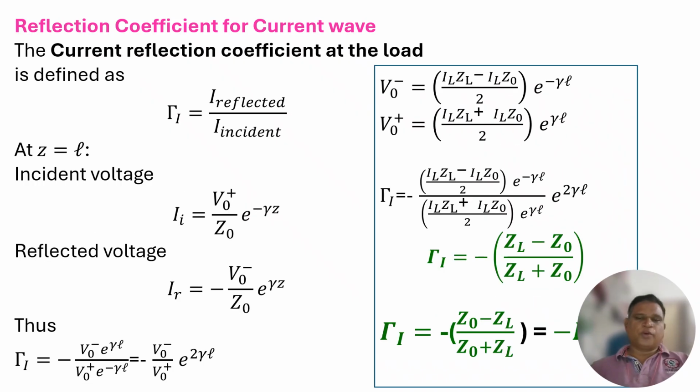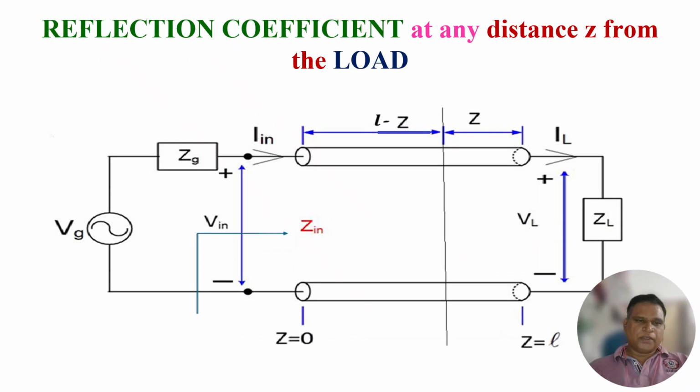Similarly, the current reflection coefficient is also defined as I reflected divided by I incident. This is the incident current and this is the reflected current, right? Therefore, for the current reflection coefficient, by substituting V naught plus and V naught minus, the incident and reflected voltages, we will get the expression.